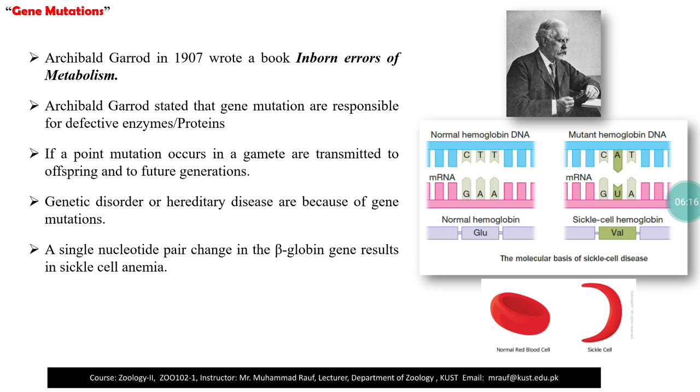The sickle-shaped RBC is unable to carry oxygen properly. Moreover, it is very fragile and usually broken while passing through narrow blood capillaries, and the person suffers from anemia. So here you can see that a single change in the nucleotide sequence has drastic consequences on the organism.